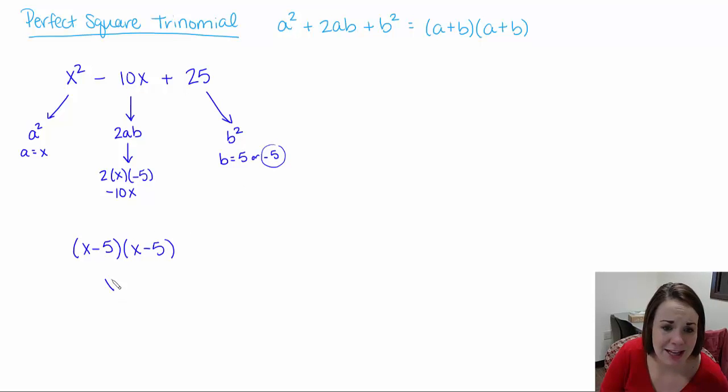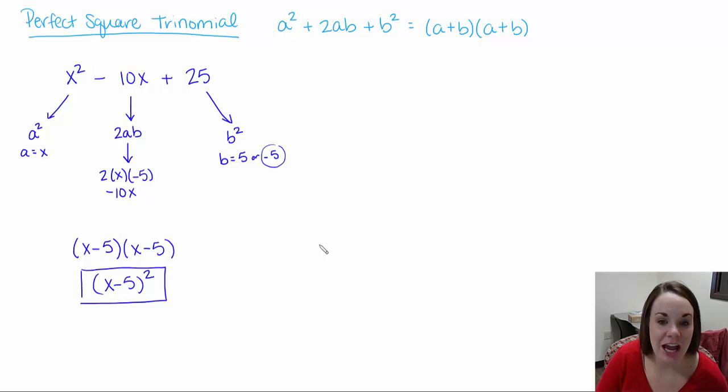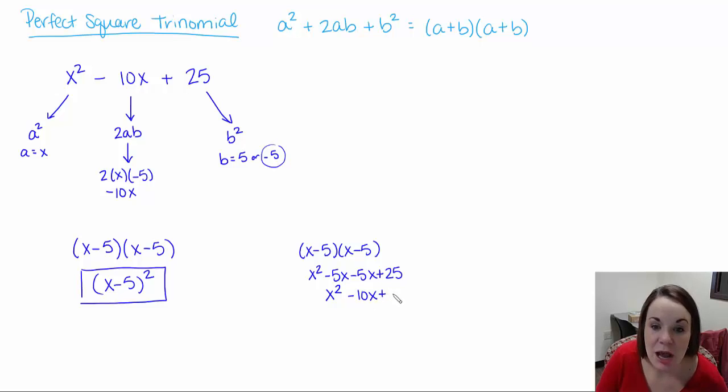And traditionally we would then write that as (x minus 5) in parentheses squared because it is a perfect square trinomial. Now, it's always a good rule of thumb to check your final answer and to come over to the side and FOIL this back out. So when I do that, I do in fact get x squared minus 5x minus 5x plus 25, which then simplifies down to exactly what I had at the very beginning: x squared minus 10x plus 25. So that does work. We've checked it. This is our final answer in factored form.